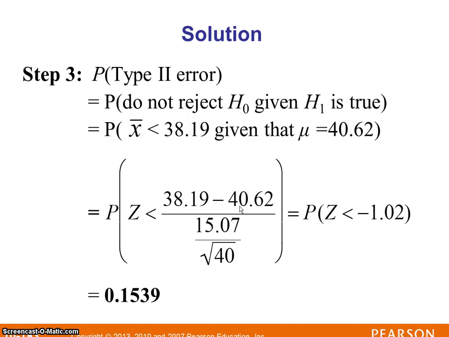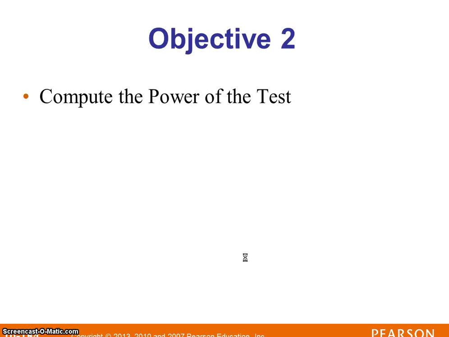So the probability of a type 2 error, in other words, the probability of not rejecting the null hypothesis when the alternative hypothesis is true, remember that's what it means to be a type 2 error, is the probability that the sample mean is less than 38.19 given that the population mean is equal to 40.62. If you calculate that out, we're calculating a z-score, which will give you about 15.39%. So the probability of a type 2 error in this case is about 15.39%, not terribly high.